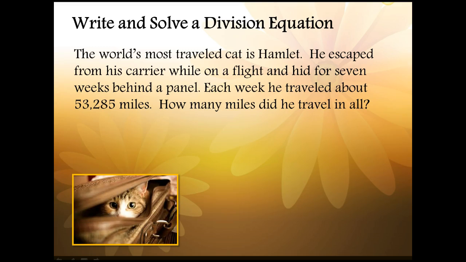Next, let's try some word problems where we write and solve division equations. The world's most traveled cat is Hamlet. He escaped from his carrier while on a flight and hid for 7 weeks behind a panel on the airplane. Each week he traveled about 53,285 miles. How many miles did he travel in all? The total number of miles he traveled is our unknown. We know that those miles were divided up over a period of 7 weeks, and that each one of those weeks he traveled about 53,285 miles. So this is one way we can set the problem up.